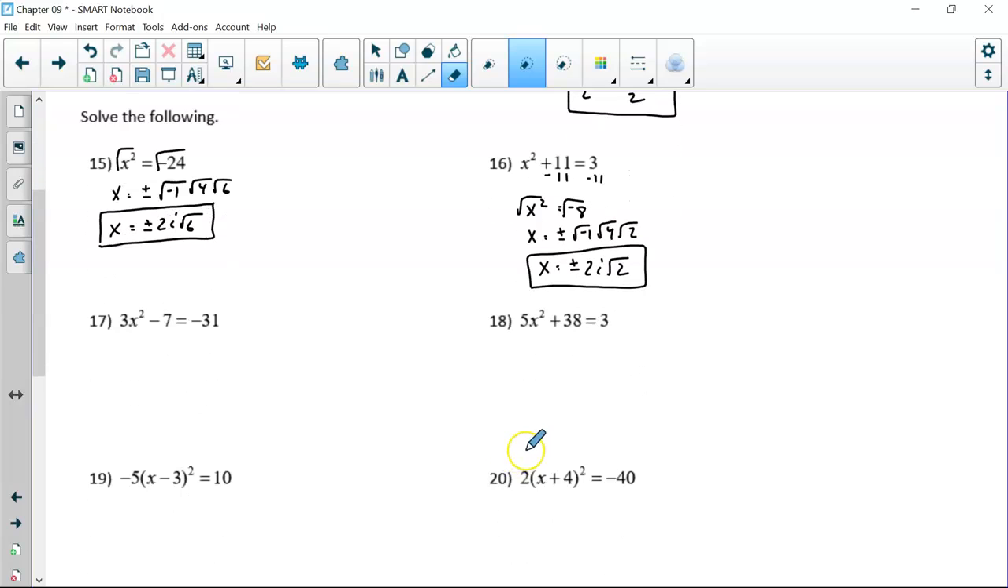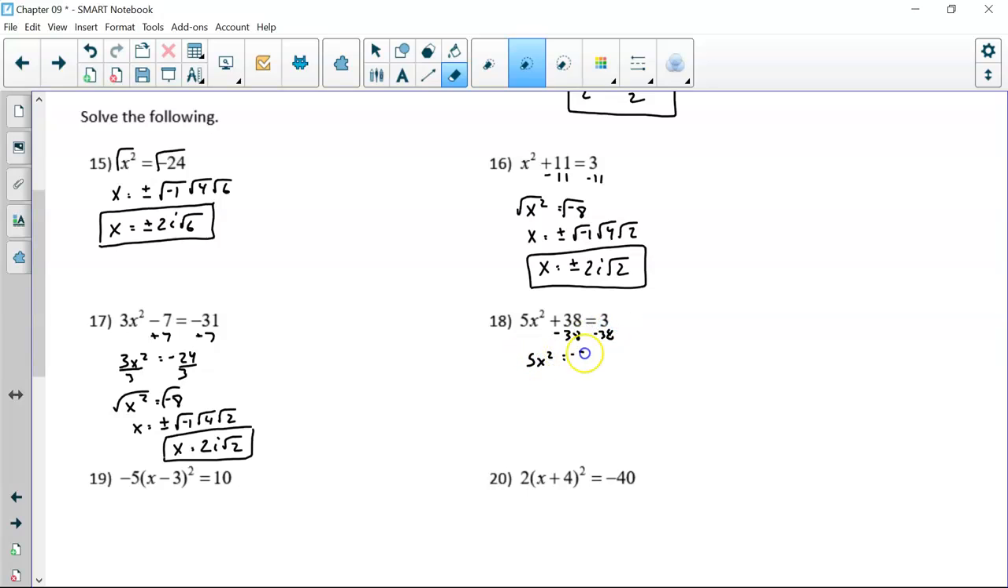Number 17. Once again, isolate the x squared. Add 7 to both sides. 3x squared equals negative 24. Divide both sides by 3. x squared equals negative 8. Take the square root of both sides. x equals, two solutions, plus or minus, square root of negative 1, square root of 4, square root of 2. So x equals plus or minus 2i root 2. Only thing we're doing here, like I said, is we're adding the square root of negative 1, that i, into our problems.